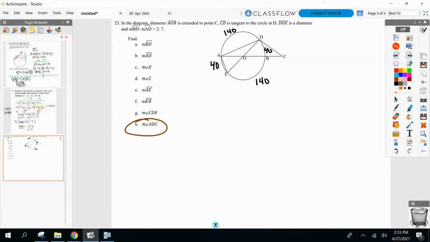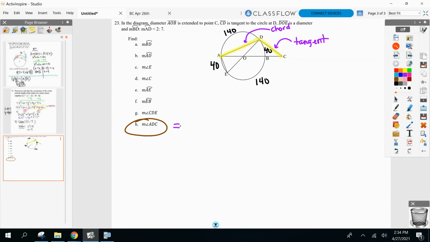If I take a look at angle ADC, let me highlight it real quick. It's not inside. It's not outside. Half of it's outside, half of it's inside. But look how it's formed. AD is a chord, and DC is a tangent. We have a rule for an angle formed by a chord and a tangent.